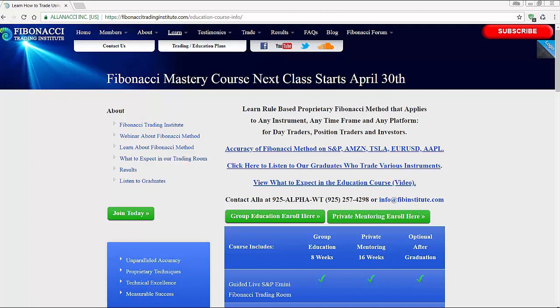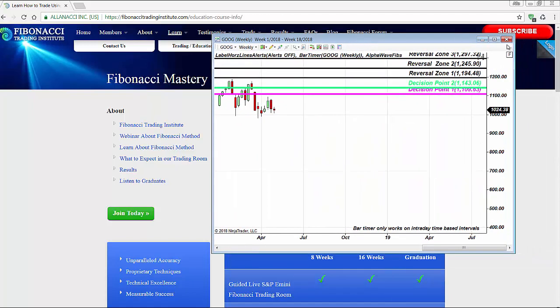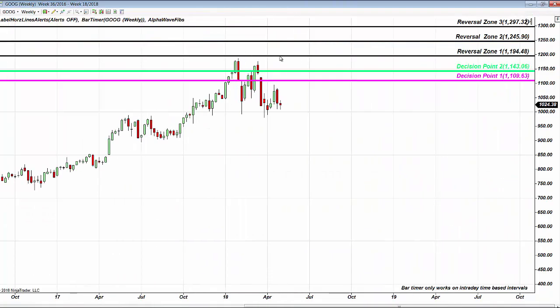Here comes Google. And here comes a powerful reminder. Buying Google randomly will never work. Never does. Again, if it did, every single person on the planet would be Bill Gates. The only thing that works is Fibonacci. This is Google weekly. Traders, reversal zone in play. Google sold off.